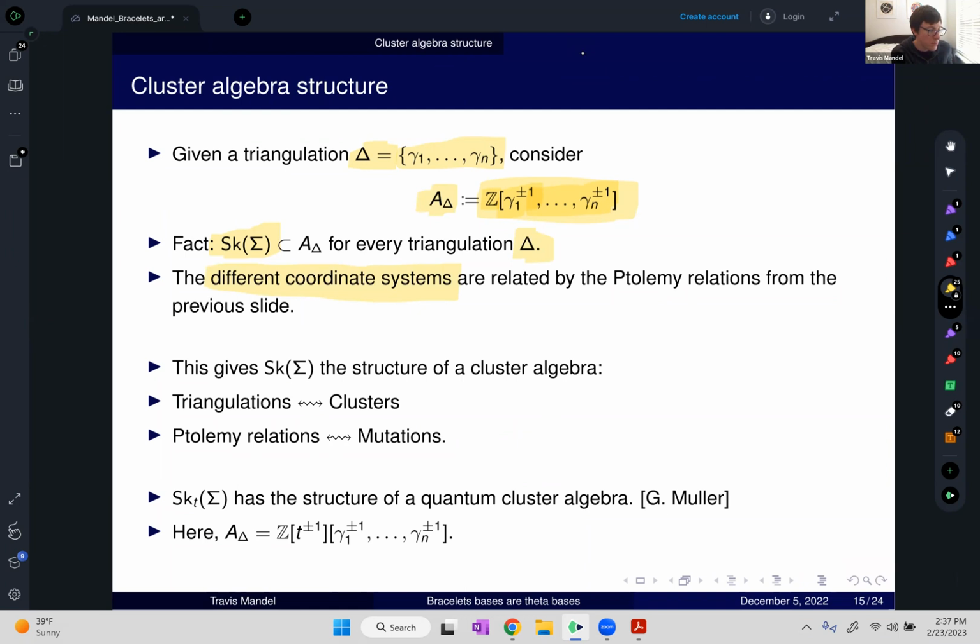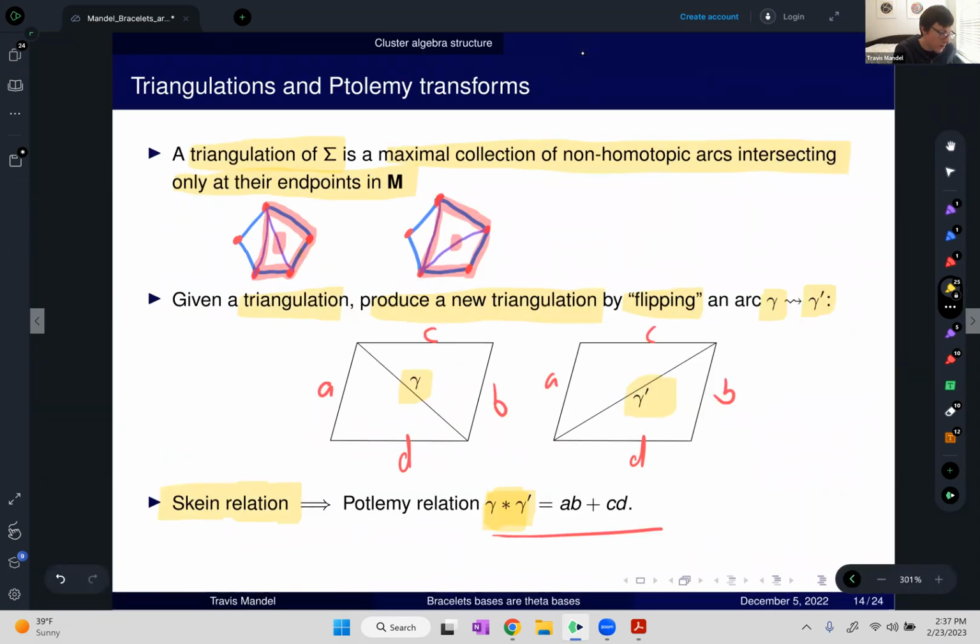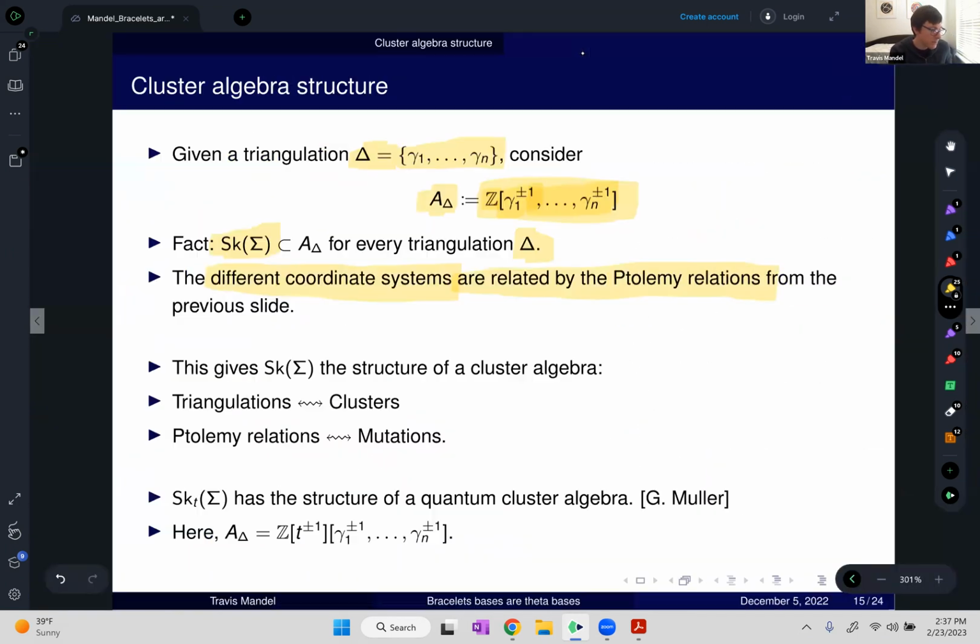And these different coordinate systems are all related to each other by these Ptolemy transformations, or these Ptolemy relations that we saw here. So this is what gives the Skein algebra the structure of a cluster algebra.